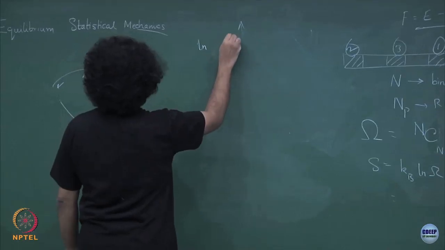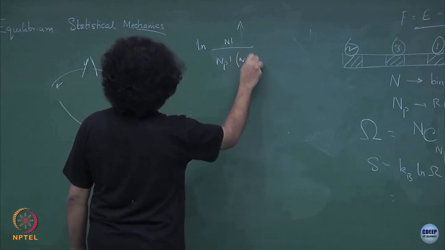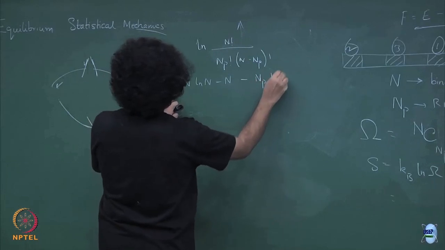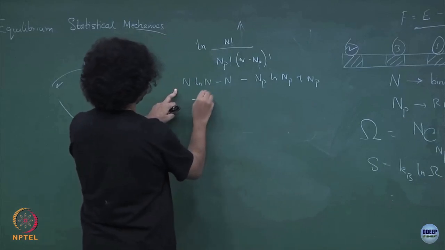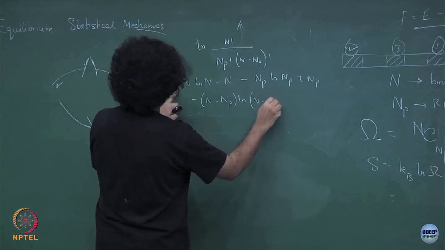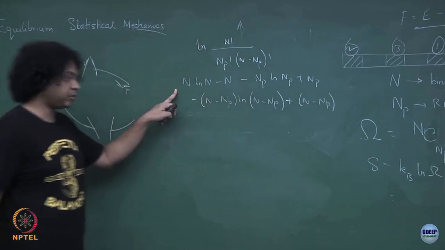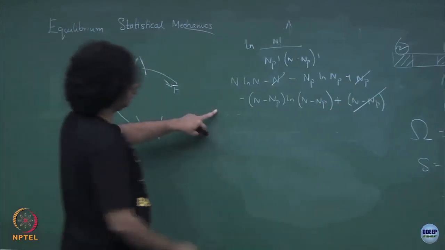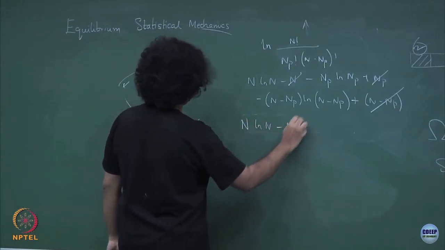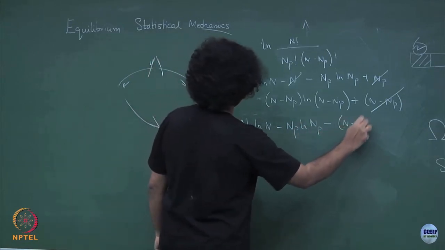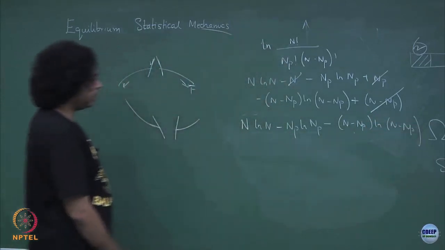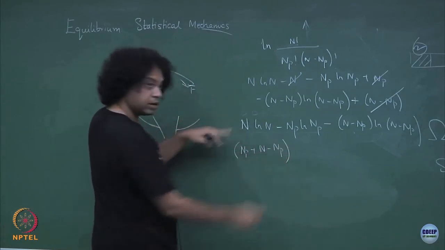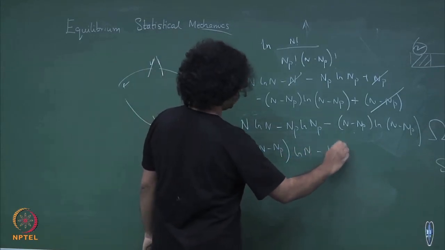This is log of N factorial by NP factorial times N minus NP factorial, which is N log N minus N, and that is this minus NP log NP plus NP, and then minus N minus NP log N minus NP plus N minus NP, right. This is Stirling's approximation. So, this N will cancel with this NP and N minus NP. So, what you are left with is N log N minus NP log NP minus N minus NP log of N minus NP, right. And then you just massage it. So, you can break this N up into NP plus N minus NP, right, times log N, and the remaining two terms you keep the same.